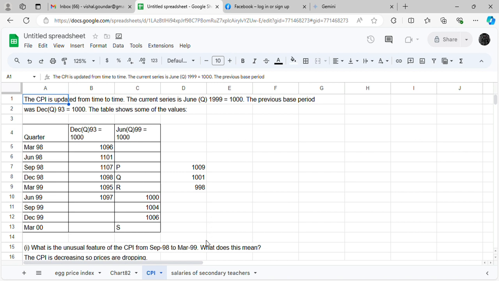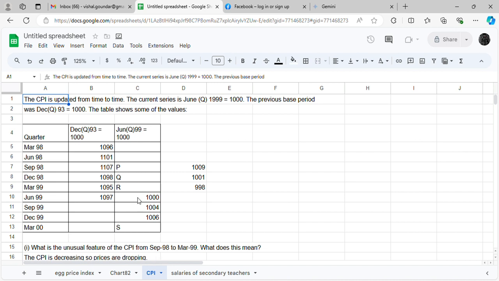Let's look at consumer price index. The consumer price index is updated from time to time. The current series is June 1999 equal 1000. The previous base period was December 1993. The table shows some of the values. So quarters are given in the first column, and then the column for December 1993 equal 1000 as the base, and some of the values are given. And for June 1999 equal 1000, some of the values are given. What is the unusual feature of the CPI?